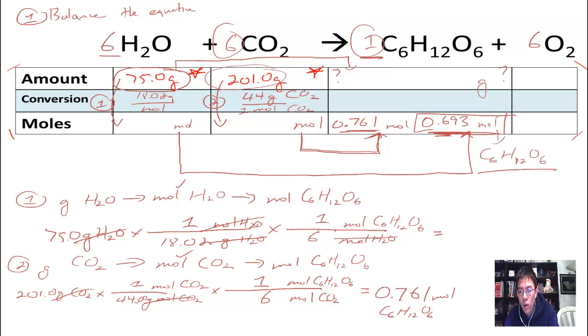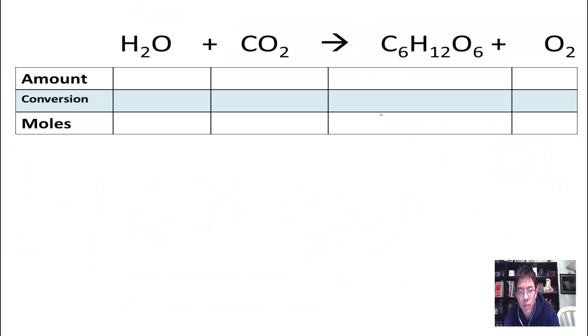Okay. So I know I have 0.693 moles of C6H12O6, and I've only got one more step to go. I don't want the moles of this. I want to know how many grams of glucose I can produce. So I'm going to do that in one last step: convert from the 0.693 moles back up to grams, because my original question was how many grams.